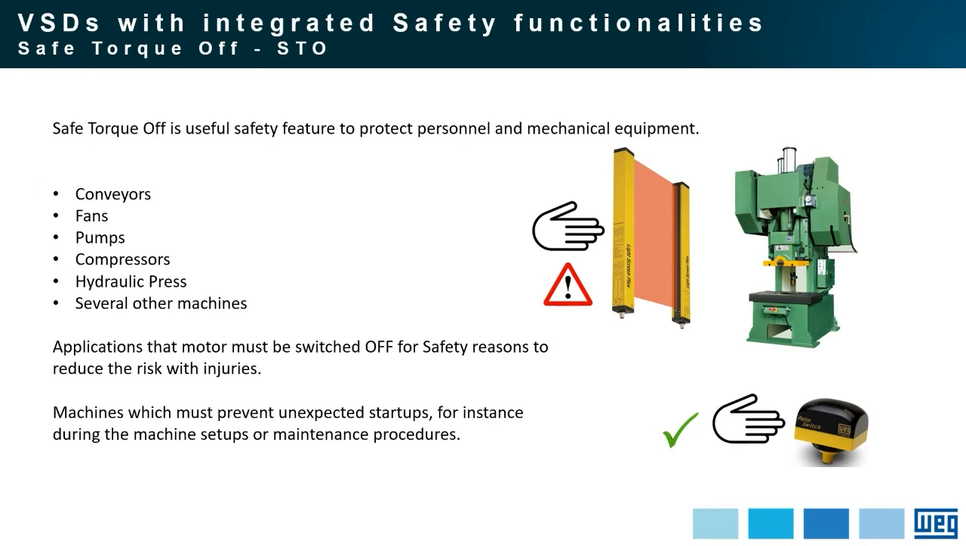Additionally, it is possible to use the Safe Torque Off to prevent unexpected startups. For example, the user will touch or will have his hands on the palm switch. So only when the user has the hands on the palm switch, it will allow the machine to start. So it is possible to use the STO in different conditions to stop the machine or to allow the machine to start.